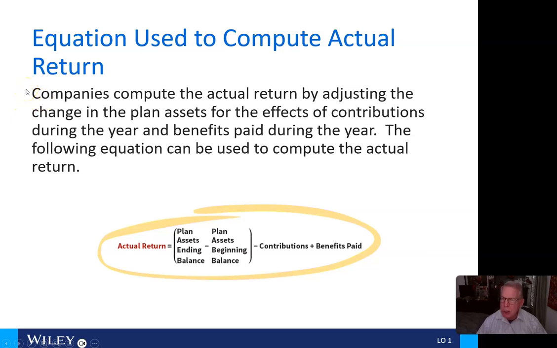The companies compute the actual return by adjusting the change in the plan assets for the effects of contributions during the year and benefits paid during the year. The following equation can be used to compute the actual return. So the actual return is, we'll start with plan assets ending balance, subtract the plan assets beginning balance, then subtract contributions and add the benefits paid to get to our actual return.